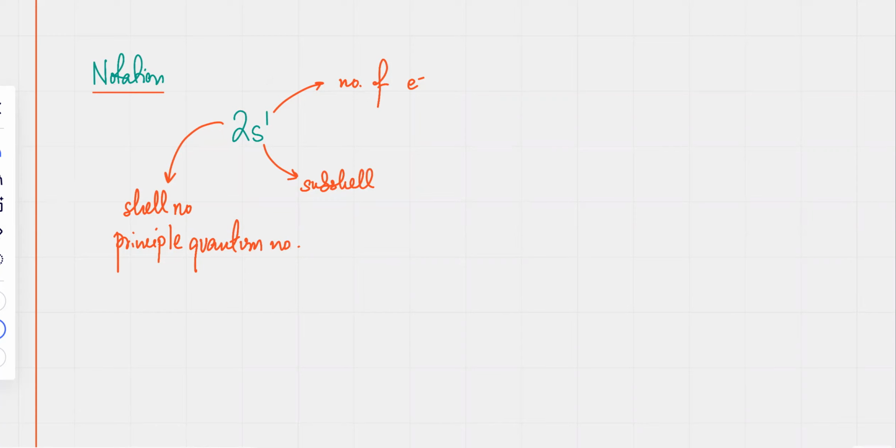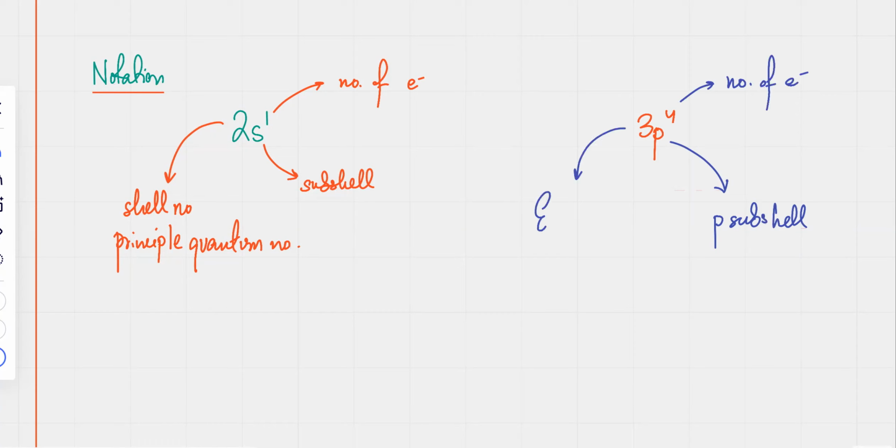So you can have 3p4. The p indicates that that's a p subshell. The 4 indicates the number of electrons in that particular subshell. And this 3 indicates the energy level, or the principal quantum number, or the shell number. So let's just write shell number. Okay, so that's the notation.